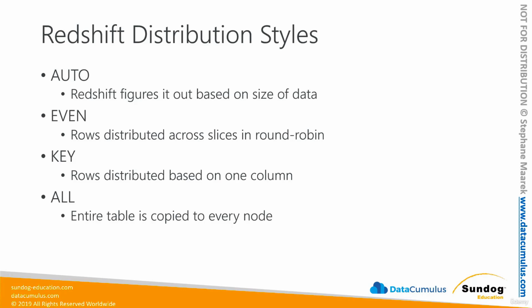There are 4 different distribution styles, and they are as follows. Auto distribution. If you don't specify a distribution style, Amazon Redshift uses auto distribution, and based on the size of the table data, Redshift will assign an optimal distribution style for you. And that might be even, key, or all. So let's dive into each one of those independently.